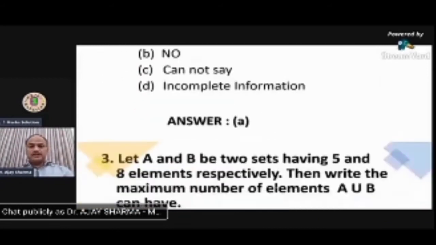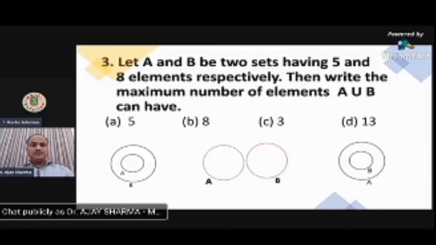Now next we have A and B, two sets having 5 and 8 elements respectively. Then write the maximum number of elements A union B can have. This is a very good question, and conceptually a strong question, where two sets are having 5 and 8 elements. So let us understand that set A has 5 elements and set B has 8 elements. Then write the maximum number of elements A union B can have.